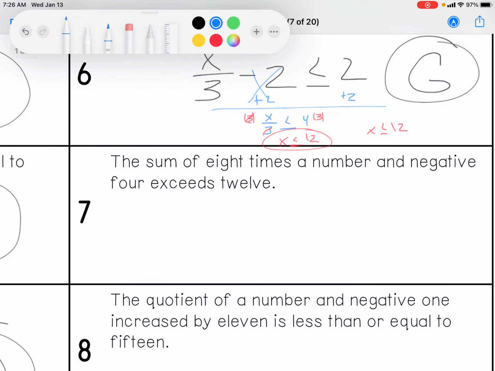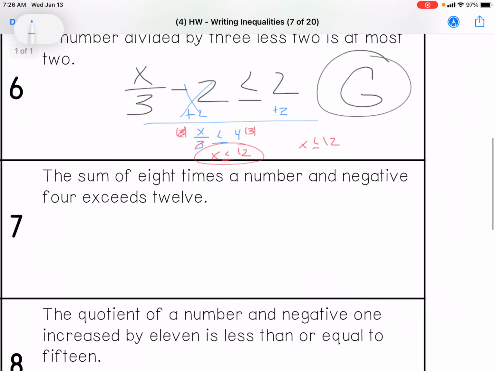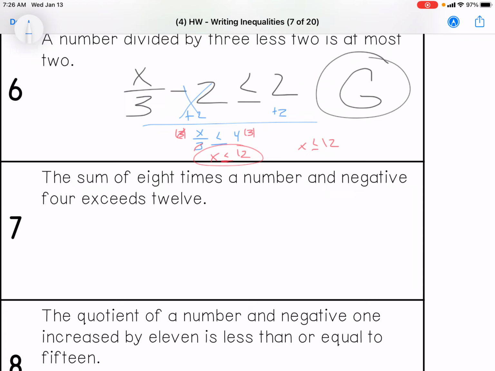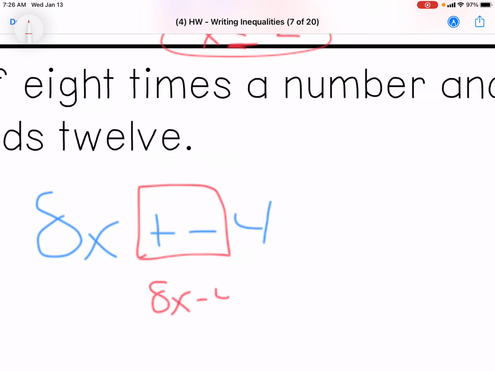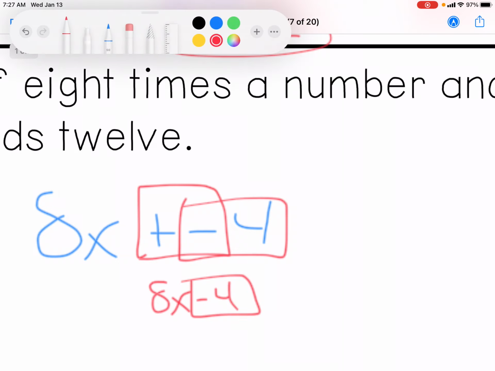And number 7. The sum, so that means you do what? Add 8 times the number, so 8x, and a -4. Now, let's zoom in right here. Once you see this right here, I hope you realize that you don't need that plus. You could just write 8x minus 4. Okay? Because that is a -4, right? Well, so is that. Okay? All right, let me erase all that.